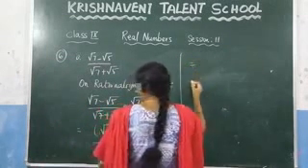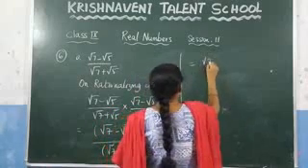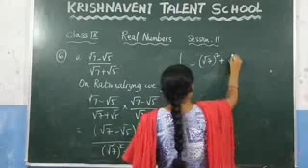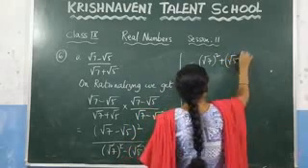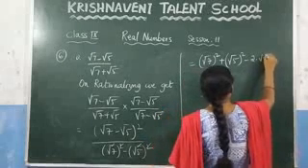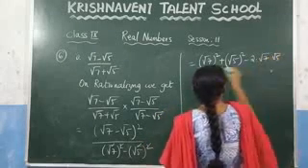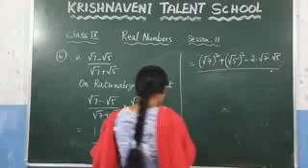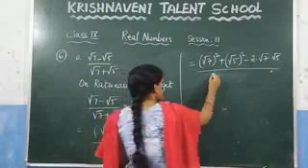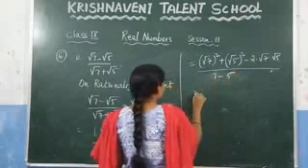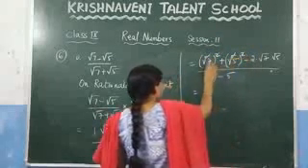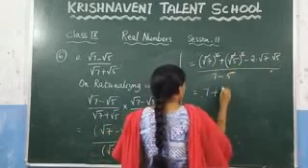Now write it here. What will you get here? What is the value of a? Root 7. Root 7 whole square. What is the value of b? Root 5. Root 5 whole square minus 2 into a into b. What is the value of a? Root 7. And what is the value of b? Root 5. And in the denominator, what is left out here? 7 minus 5. So write it here, 7 minus 5. Now here this square and this root will get cancelled. Here also, what is left out? 7. And what is there here?